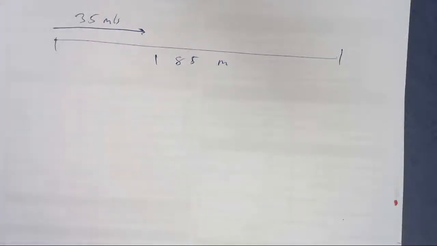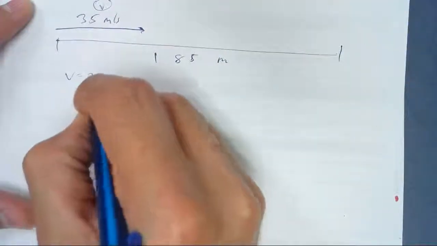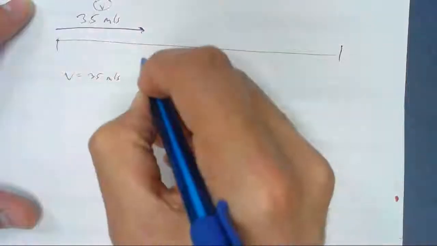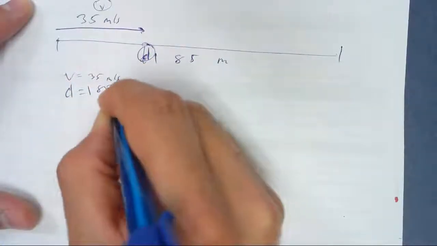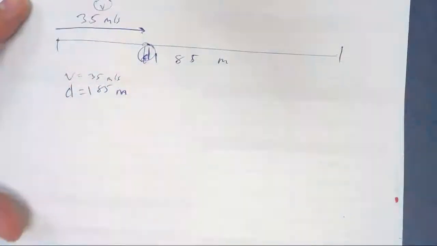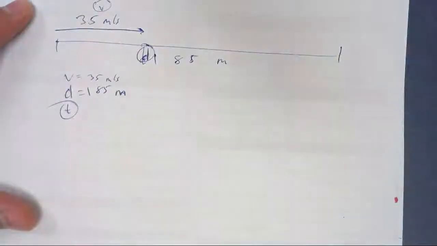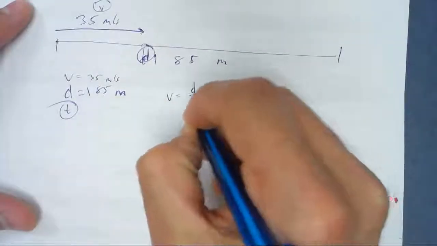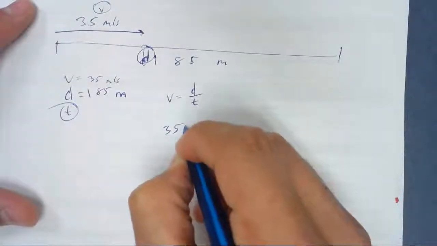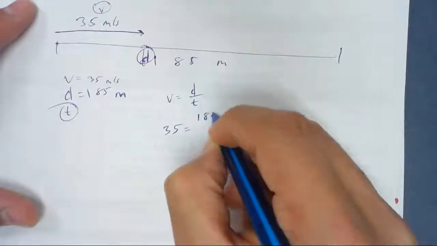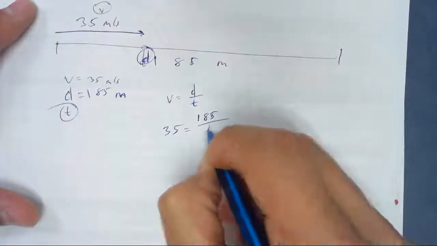If this is what the problem says, same thing. What am I given in this problem? Well, this is my speed. Speed is 35 meters per second. This is my distance. Distance is 185 meters. I want to know how long it's going to take this horse to do this. Time is what I'm solving for. So here we go. Same equation. V equals d over t. I'm going to plug in the numbers that I know. V is 35. My distance is 185, and the time is what I don't know.